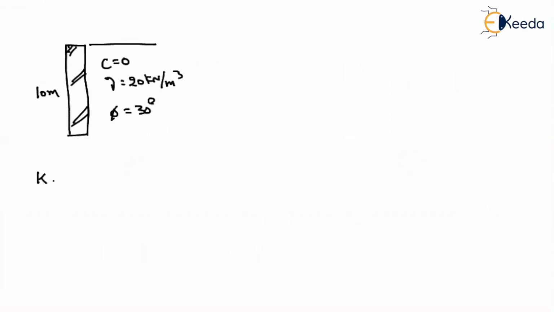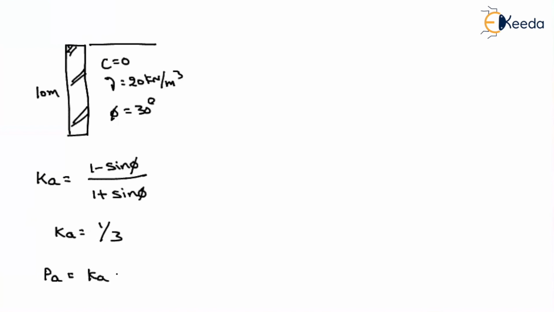For that, find out the active earth pressure coefficient, which is equal to 1 minus sin phi divided by 1 plus sin phi. If you substitute 30 degrees in this equation, you will get the constant as 1 divided by 3. And how will you find the pressure at any point? It is directly equal to Ka into the vertical stress. What is the vertical stress? Ka into gamma into Z. Z is measured from the top surface.